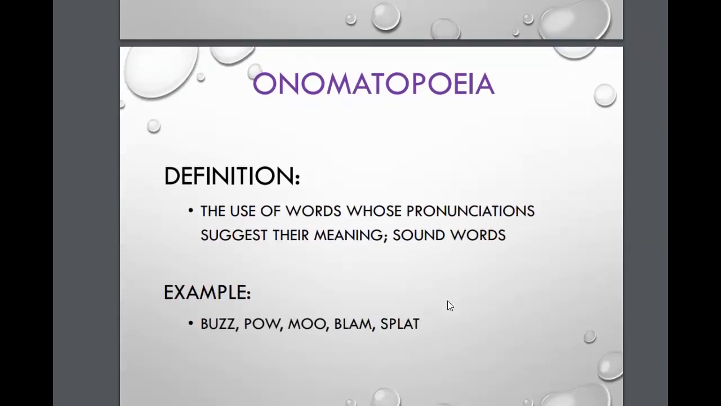Onomatopoeia. They're fun to say and to use because an onomatopoeia is the use of words whose pronunciations suggest their meaning. They're sound words. When you take a sound and spell it out, you get onomatopoeia. Buzz, pow, moo, blam, splat. All sounds that we've simply spelled out.